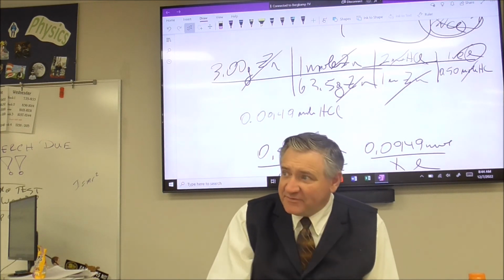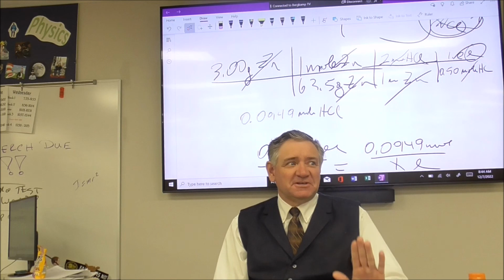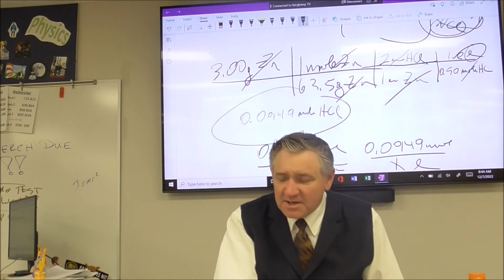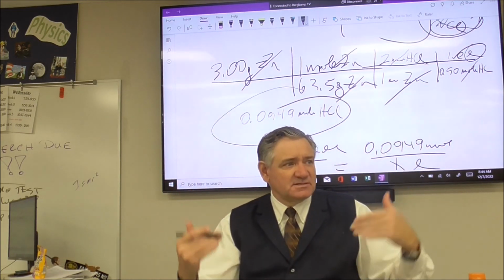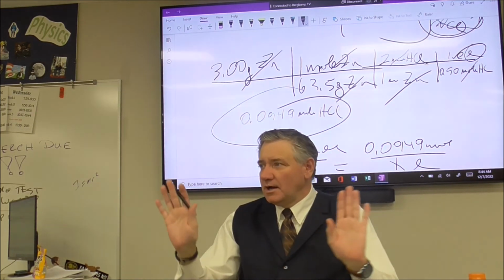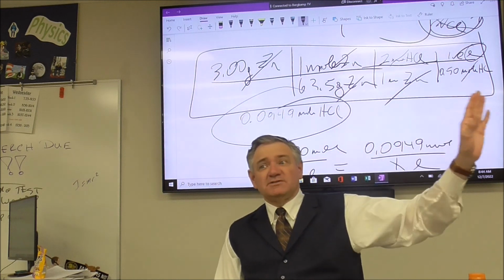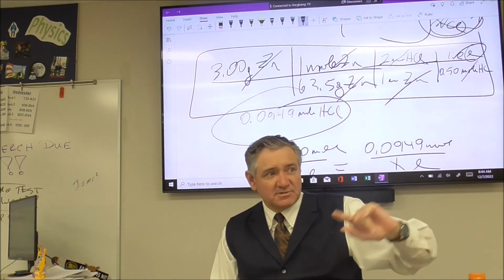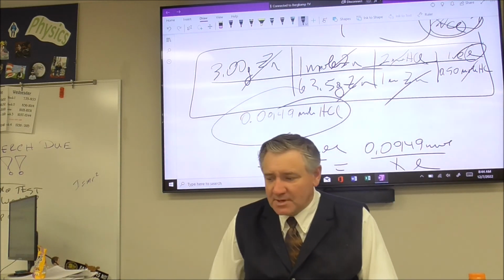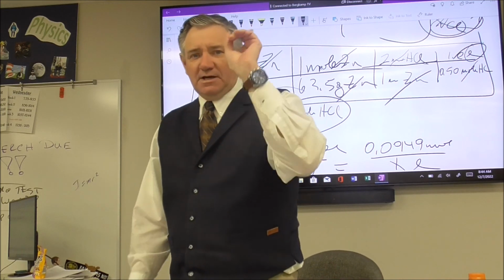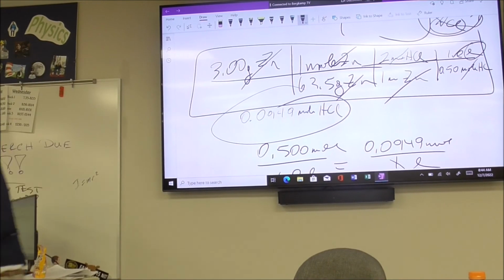If you don't like that, if you go, Burkham, that's weird, I can't do that, fine. Get the number of moles of hydrochloric acid, then set it up as a ratio. I don't care. I'd prefer this, because it's all just one step. But that's a personal preference thing as far as how you do that. Okay. I'm done. So stop that for a second.